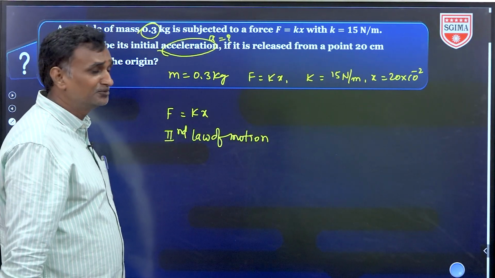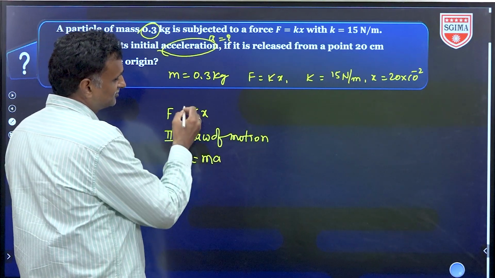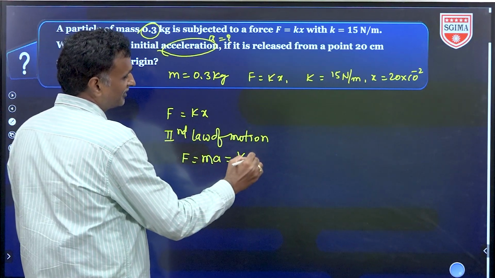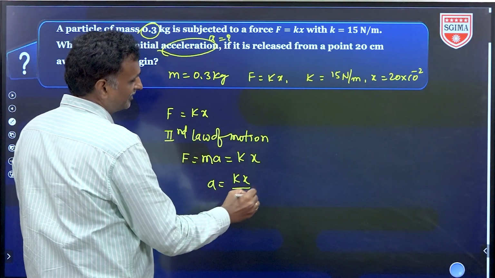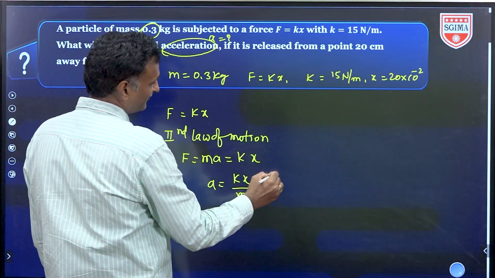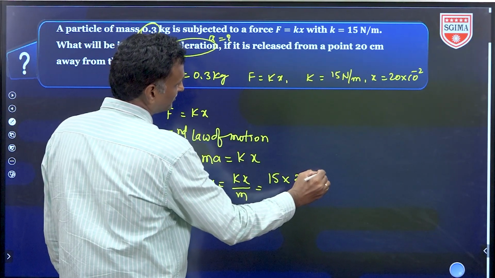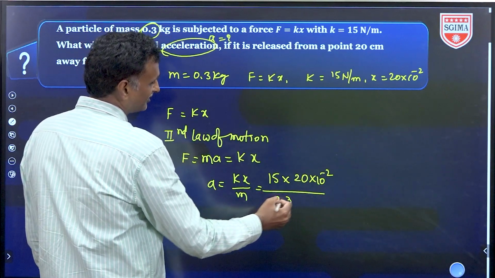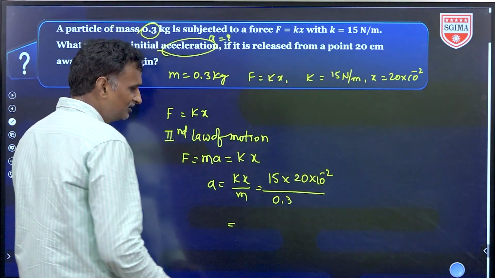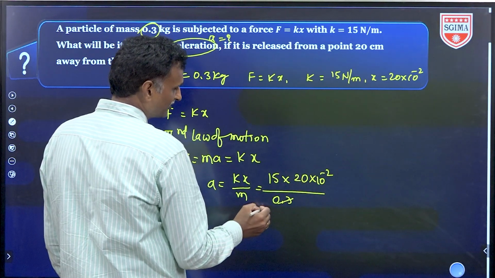From the second law of motion, we know F equals ma. F is kx, as given, and they are asking for acceleration. So a equals kx by m. The value of k given is 15, x is 20 into 10 to the power minus 2, and mass is 0.3. Okay, so we can take cancellation here.